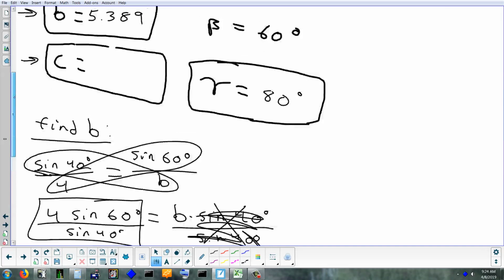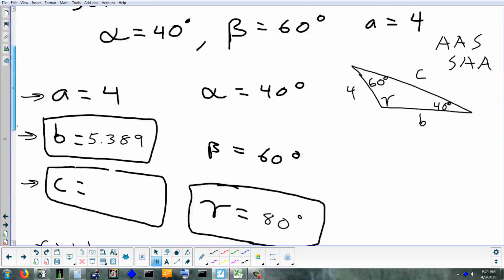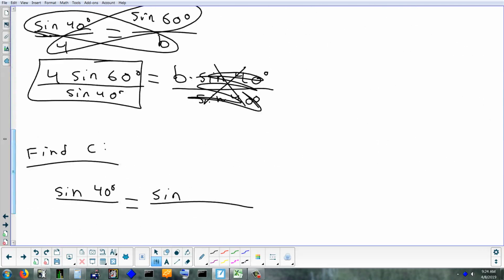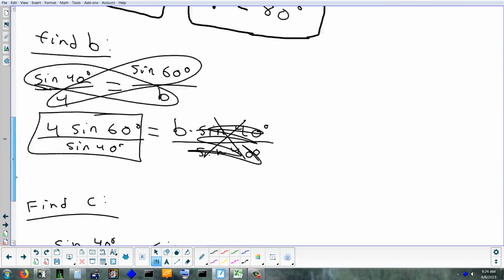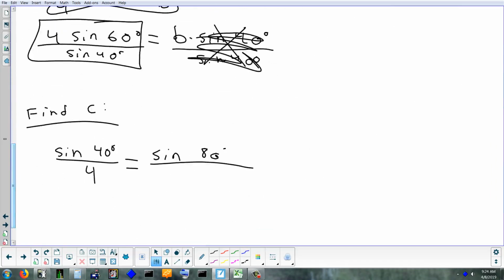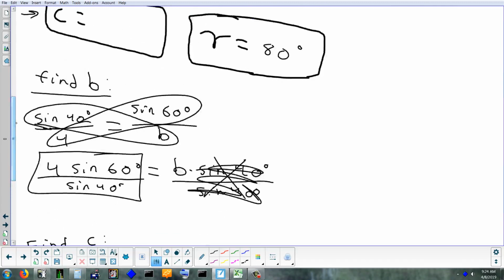Sine of 40 over 4 equals, and what's going to go on the other side? Sine of what over what? Yep. Sine of 80 over C. Yep, very good. Sine of 80 over C. Now, I know 80 is a number we calculated. I have no choice. I have to use it. If you don't use it, you can't get C. So you have to use it.